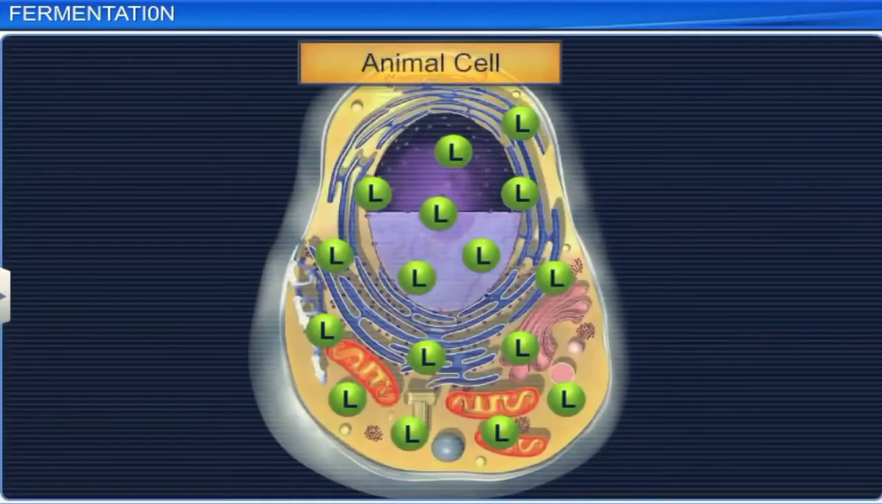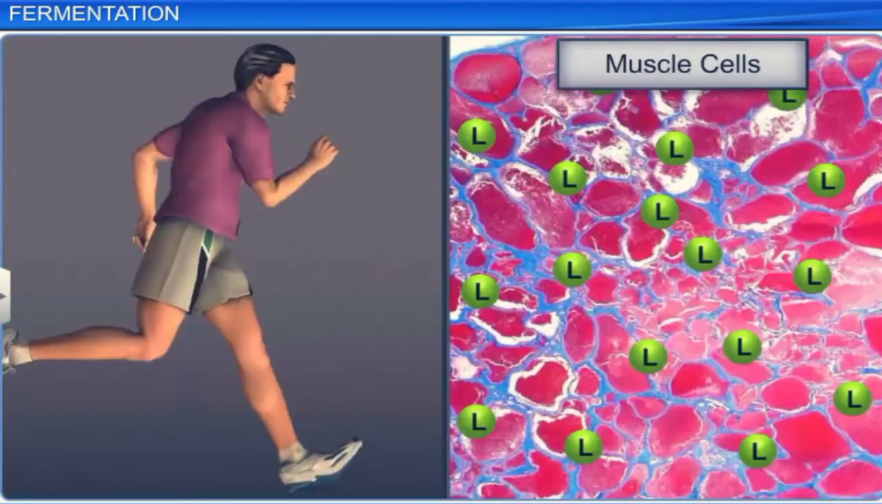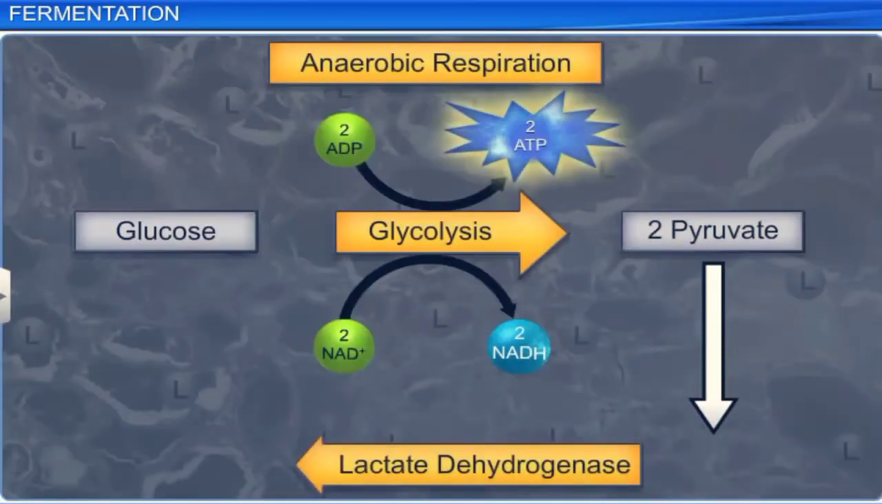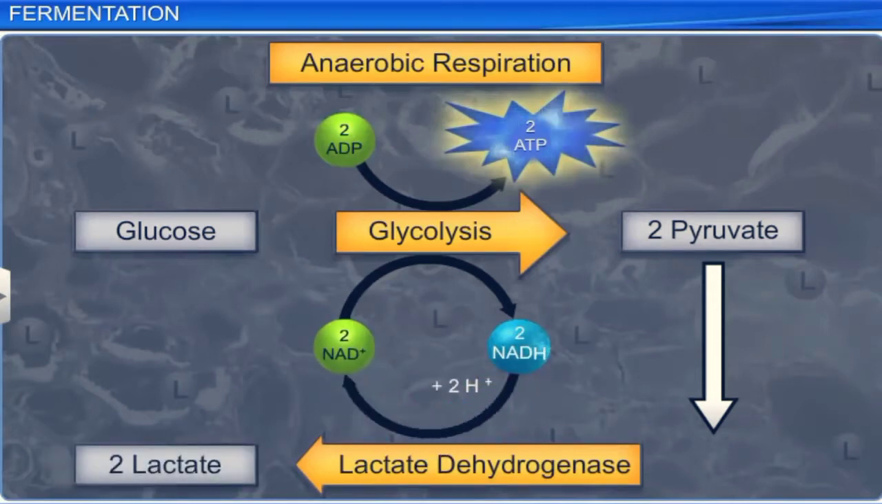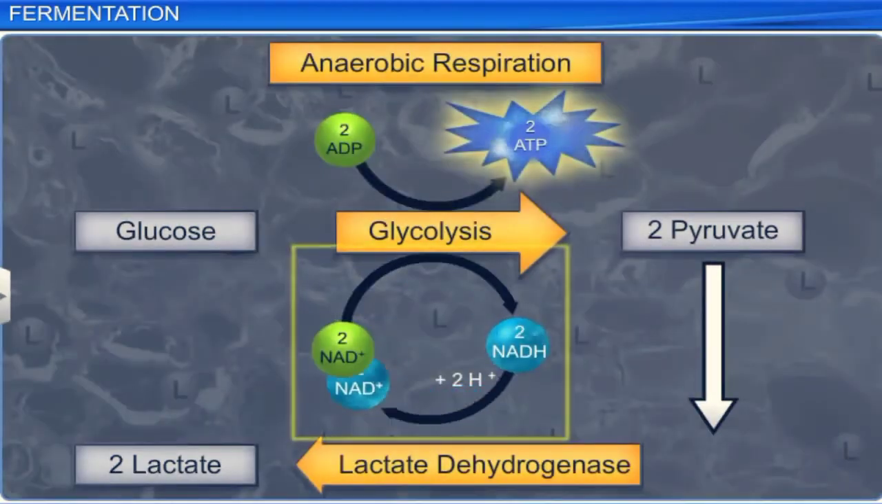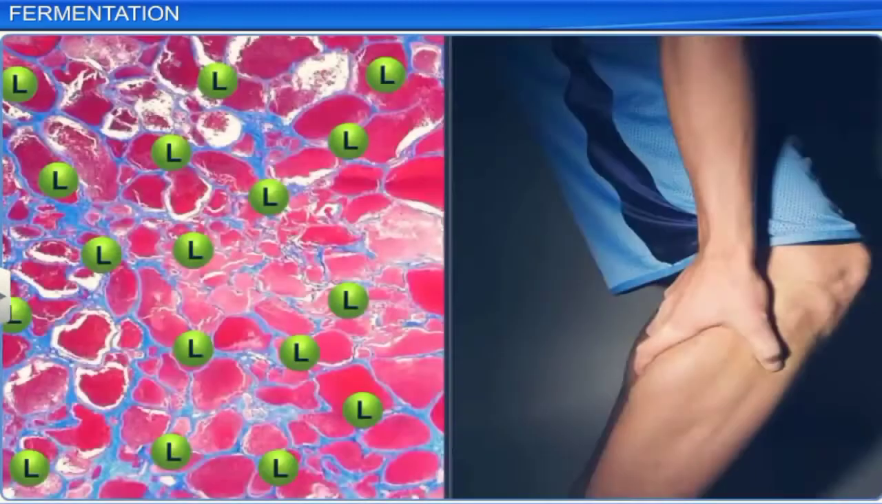Lactate is also formed in animal cells under certain conditions. During physical exercise, muscle cells undergo anaerobic respiration. The enzyme lactate dehydrogenase uses NADH to reduce the pyruvate molecule to lactate. In this process, NADH is reoxidized to NAD and used in the glycolysis pathway. The accumulation of lactate is the reason for the stiffness in the muscles when you exercise.